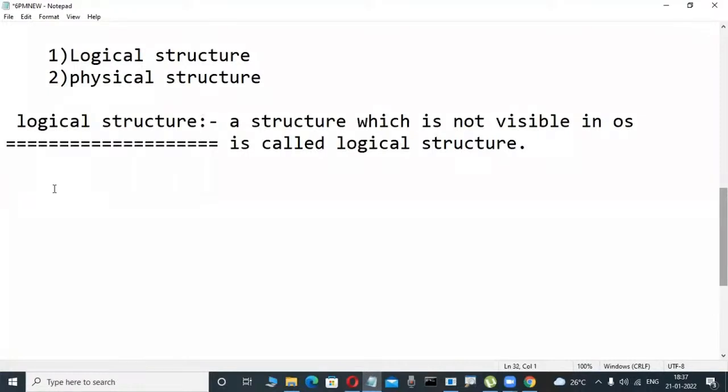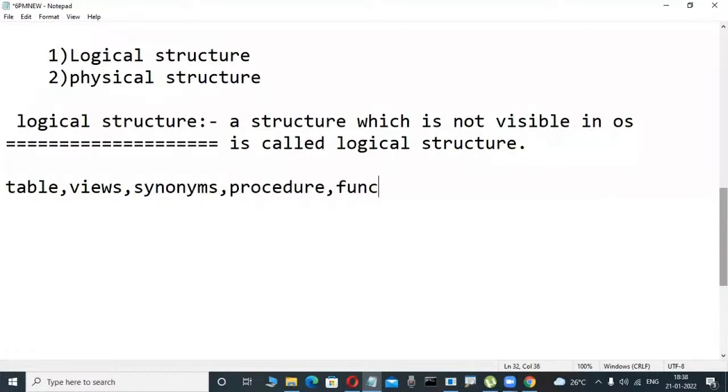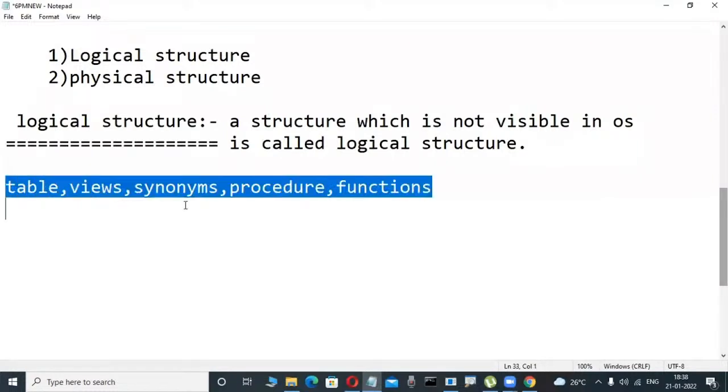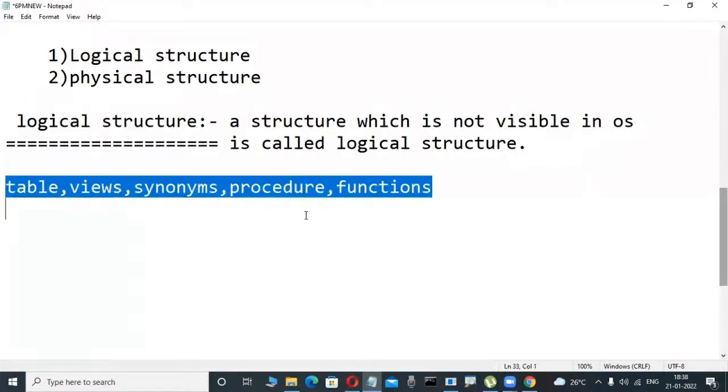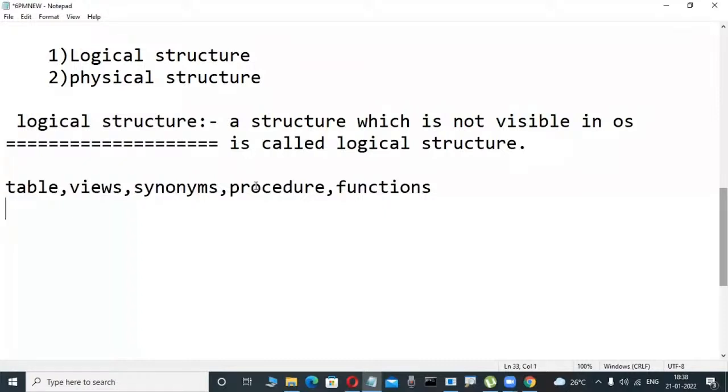But developers work in this logical structure only. Suppose I'm a PL/SQL developer, you are a SQL developer, Java developers, .NET developers, Python developers, ETL developers. All these persons are working in the logical structure. That logical structure contains tables, in Oracle, SQL Server, and MySQL also. Views are there, synonyms are there, indexes are there. These are all database objects. Procedures, functions, triggers, packages are there. So many things. These are all the logical structure, which is not visible in the operating system.